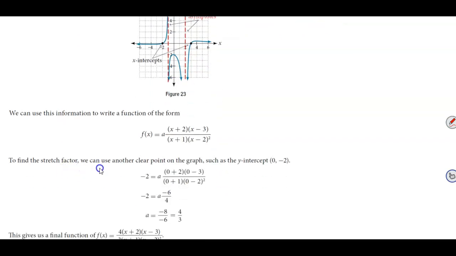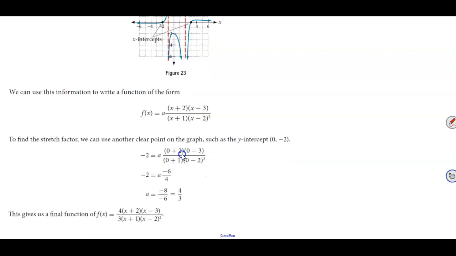Now, to find the stretch factor, we can use another clear point on the graph, such as the y-intercept. We're going to need that y-intercept, which is (0, -2), to figure out the value of a. So f of x is going to be -2, and we plug in 0 for x. We get -2 is equal to a times -6/4. And then if we multiply by the reciprocal, we get -8/6, and therefore a is going to equal 4/3.